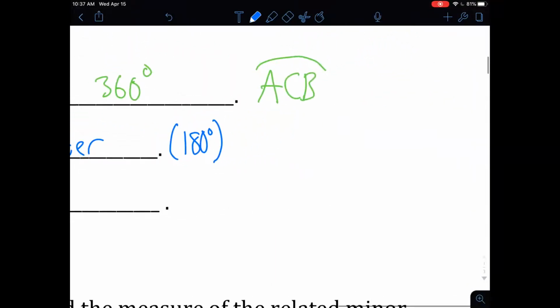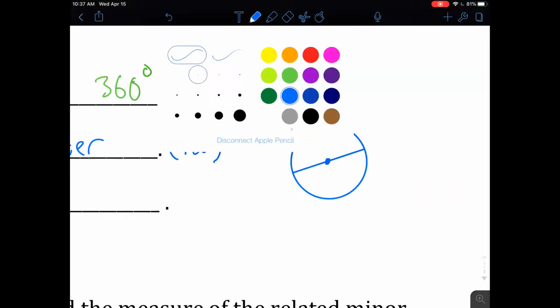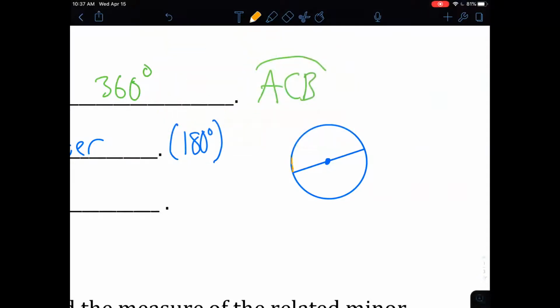So over here, I'm going to draw a circle. And we're going to draw a semicircle, so it's going to go like this. That was bad. Let me fix that. Let me draw a center of the circle first, and then draw a line through it. There we go. Let's use a different color. Let's use orange. So this would be a semicircle.